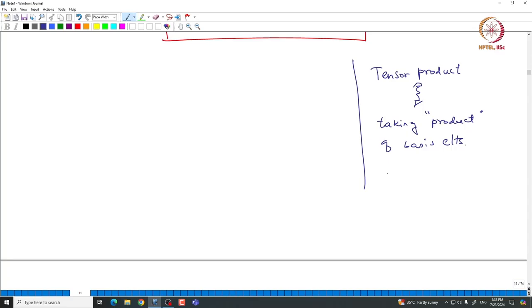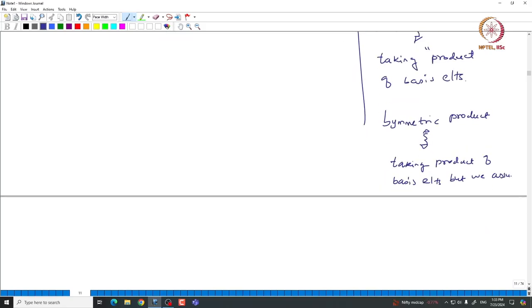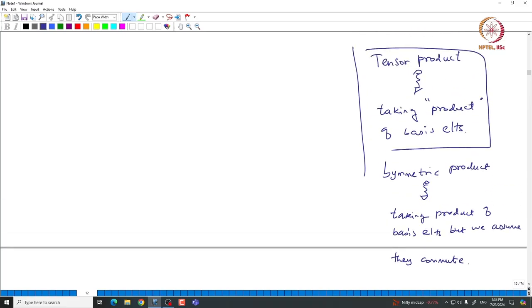The symmetric product is again taking products of basis elements, but now we assume all the variables commute. So, these are the two different products that we have seen now.